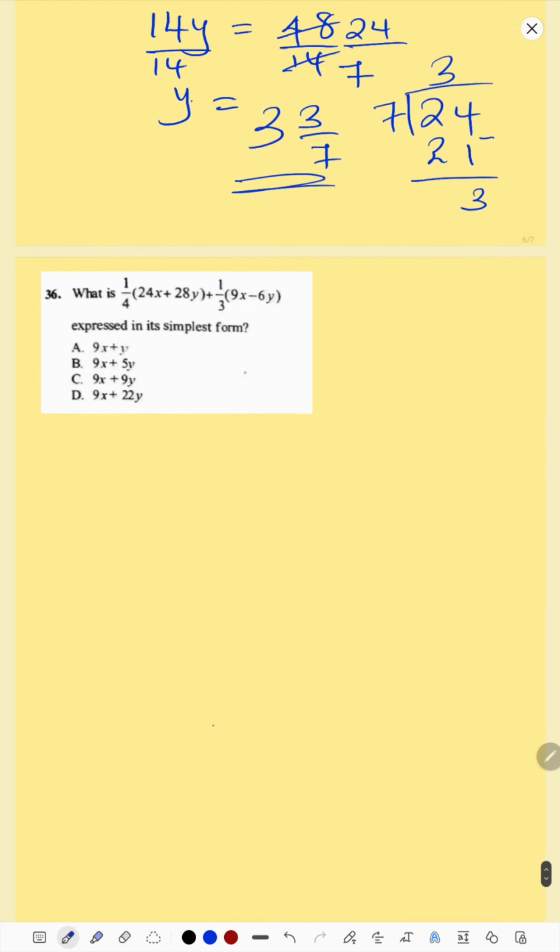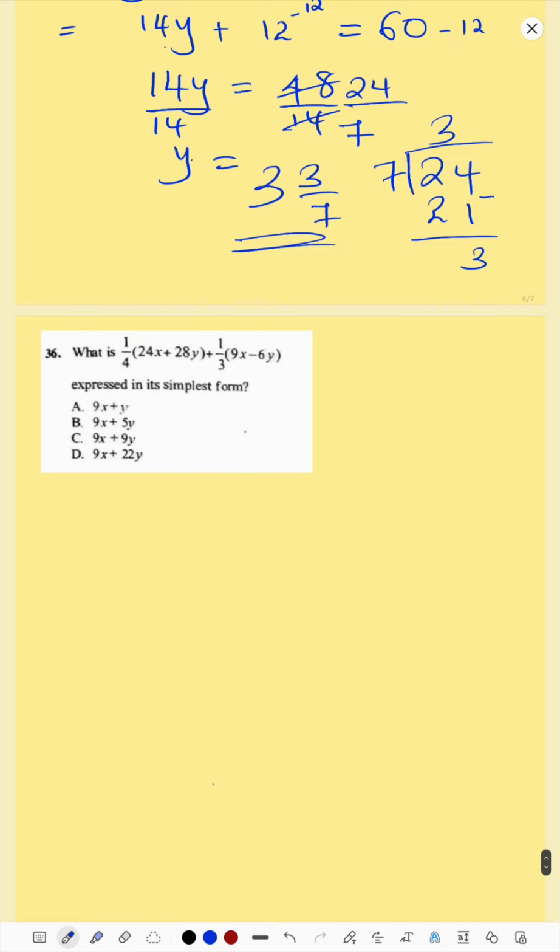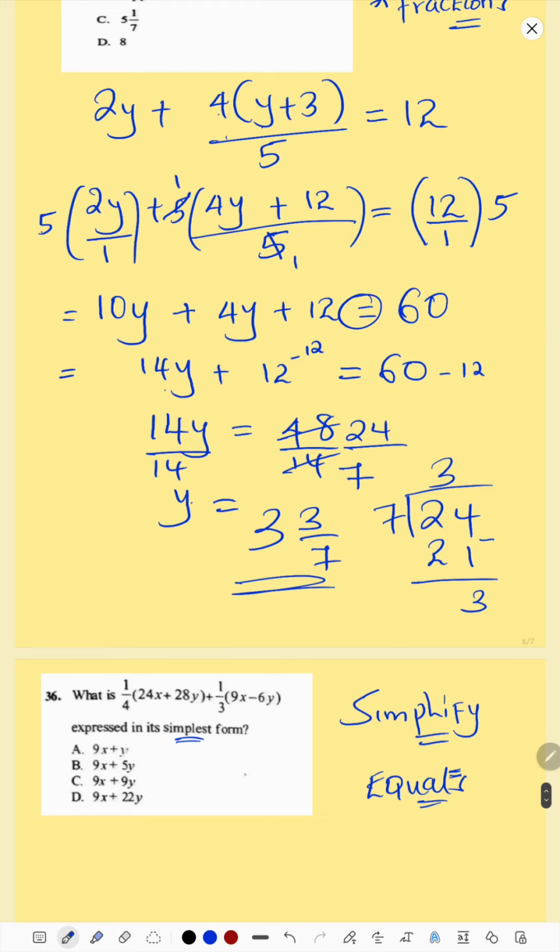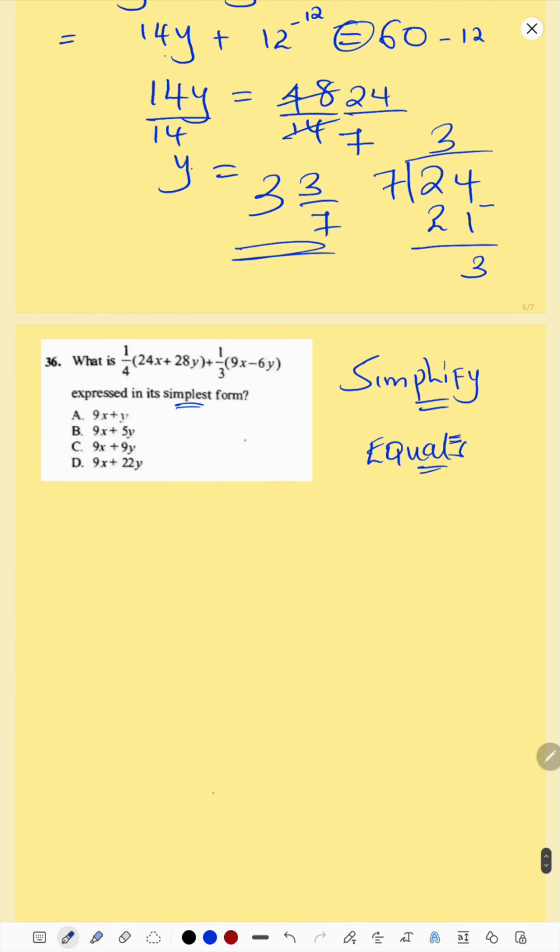And the last question, which was question 36, we are given: what is a quarter into brackets 2x plus 28y plus a third 9x minus 6y, and we are supposed to express it in simplest form. So this question is all about simplifying. Since it doesn't have an equal sign, we can only simplify. If something has an equal sign, like this one, then we can solve it.